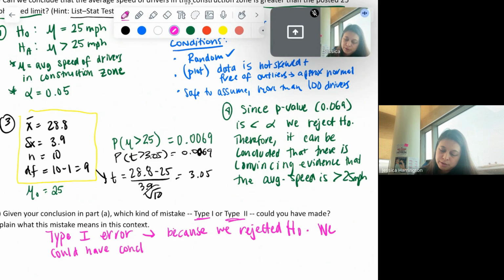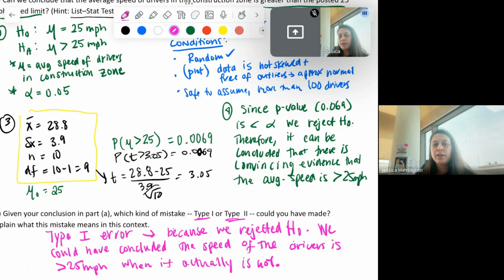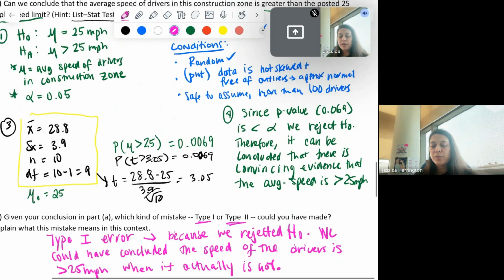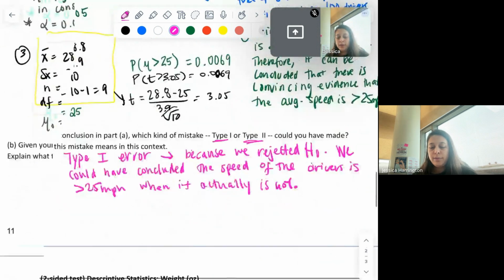And then we're going to say we could have concluded the speed of the drivers is greater than 25 miles per hour when it actually is not. Okay, look at all this writing. This could totally be an FRQ you see on the AP exam. We're getting to the point where we know enough that these things are going to show up. Okay, all right, let's keep it moving.